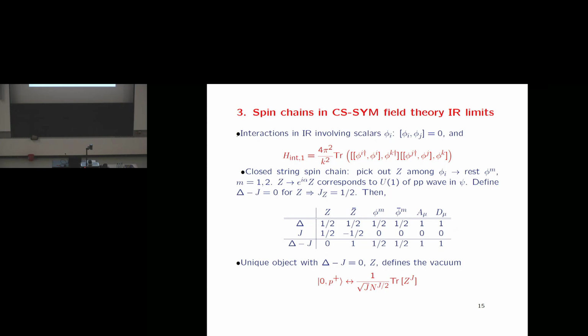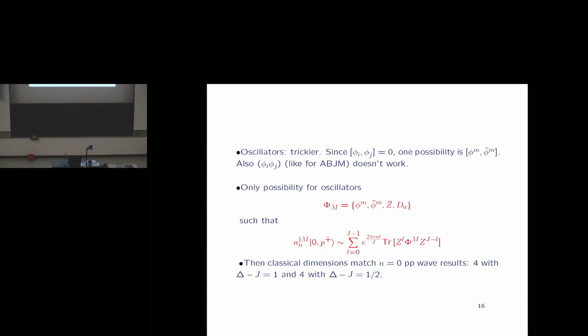To define the spin chain corresponding to a closed string, we have to pick out one special direction that we'll call Z, and then define that delta minus J is equal to 0 for this direction Z, and then write down the possible objects in the field theory, Z, Z bar, the rest of the phi's, phi bar, A mu, and D mu, and calculate delta minus J for all of them. And we find that there's a unique object with delta minus J equal to 0 that defines the vacuum, as in the usual case, as in N equal 4 super Yang-Mills. It's written exactly in the same way.